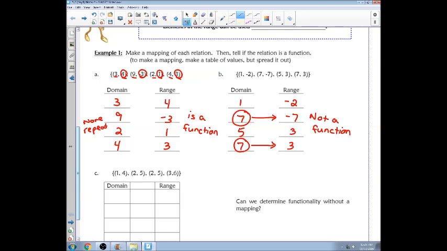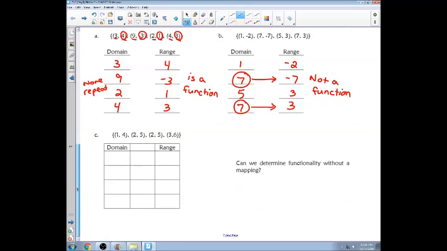If for some reason this 3, don't erase this, just pay attention, if for some reason this 3 was actually a -7, that means it's the same point, so then it would still be a function. All right, so this is not a function because where the x values repeated, the y values did not repeat. So on to C.